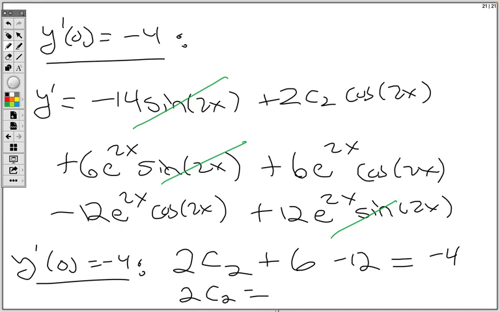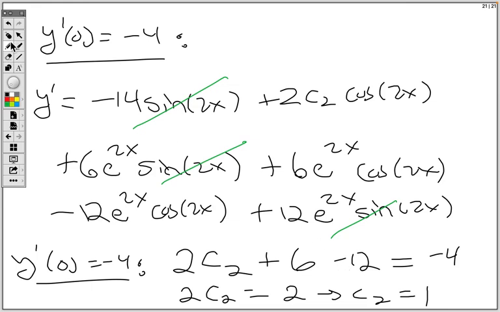So when you look at all that, you're going to get 2c2 is what? 2, which means c2 is 1. All right.